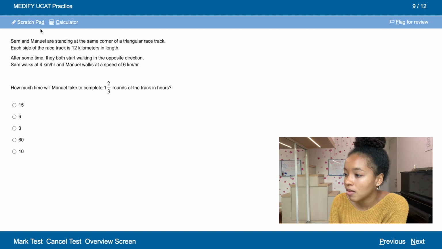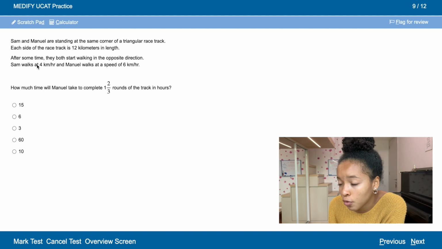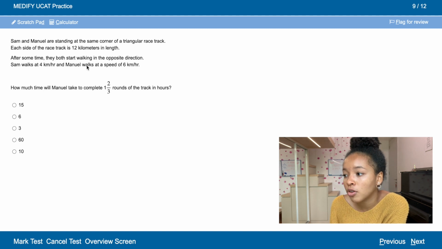So let's do this. Sam and Manuel are standing at the same corner of a triangular racetrack. Each side of the track is 12 kilometers in length. After some time, they both start walking in the opposite direction. Sam walks at 4 kilometers per hour and Manuel walks at a speed of 6 kilometers per hour.